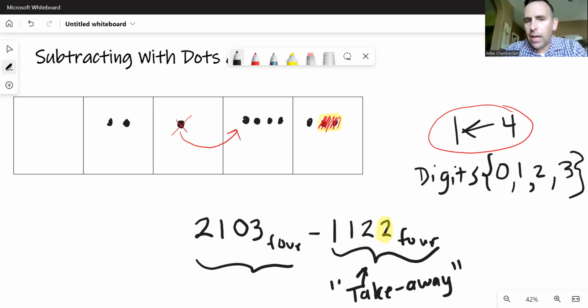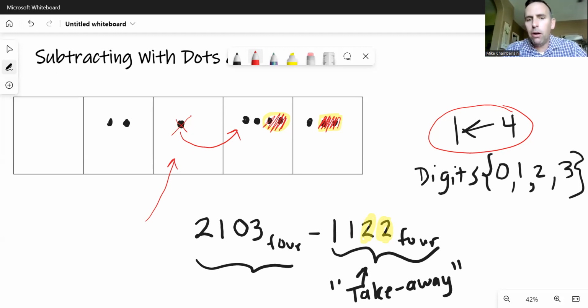Now I can actually do the action I want. Remember, the action I want is to take away 2 dots in this place value, and now I have the 2 dots to take away. I'm going to take them away by scribbling them out. All right, I can do that. Now I go to the next place value. The next place value, I need to take away a 1. Well, when I look into this place, I had a dot there, but now I no longer have a dot because I ungrouped it. So there's actually nothing there at this moment to take away.